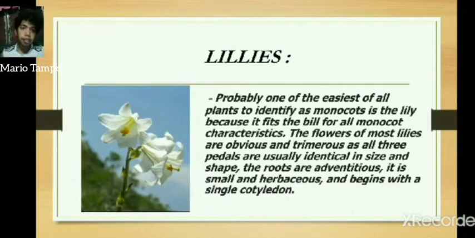Lilies. Probably one of the easiest of all plants to identify as a monocot is the lily, because it fits the bill for all monocot characteristics. The flowers of most lilies are obviously trimerous, as all three petals are usually identical in size and shape. The roots are adventitious. It is small and herbaceous and begins with a single cotyledon.